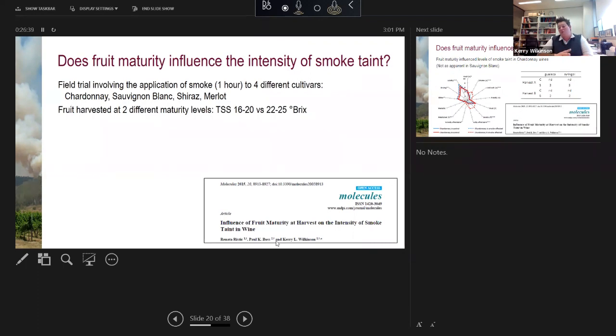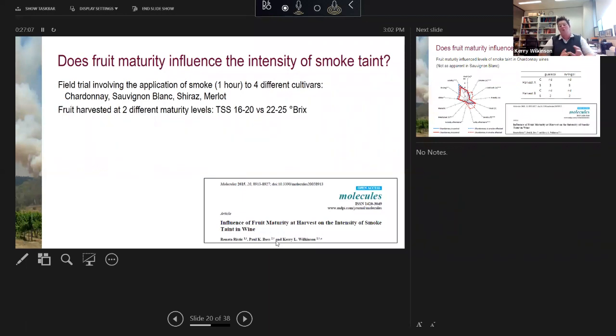So if you recall from our varietal trial, we found that the Sauvignon Blanc and the Chardonnay that were destined for sparkling wine appeared to have less smoke taint, and we wondered whether that was related to the level of maturity, the fact that they were picked early for sparkling wine production. So we went back and ran another trial the year after our varietal trial to actually have a look at the influence of fruit maturity.